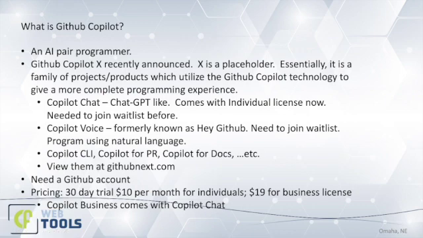Okay, so what is GitHub Copilot? GitHub Copilot itself is actually an AI pair programmer. Now, about a few months ago, GitHub announced something called GitHub Copilot X. The X there is not a Roman numeral. That X is a placeholder. Essentially, they want to create a family of products or projects that would utilize the GitHub Copilot technology, so you can get a more complete programming experience.